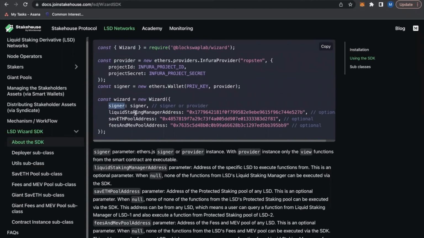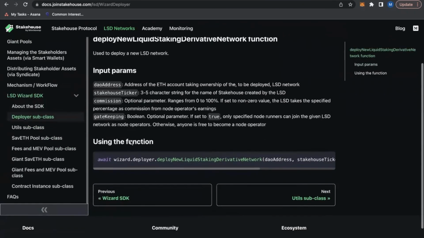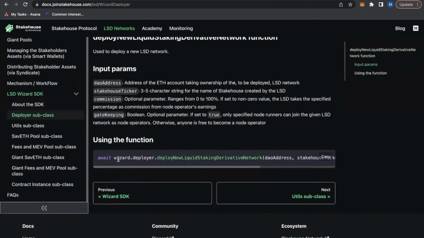So let's say you want to deploy a new LSTN, right? You won't have any liquid staking manager address or savETH pool because they don't exist as of now. So these three are optional, but all you need is the signer, and you will have to interact with the deployer subclass. Once you've initialized your Wizard SDK, just go on to wizard.deployer.deploy new liquid staking network and provide these values. So DAO address, as we discussed.